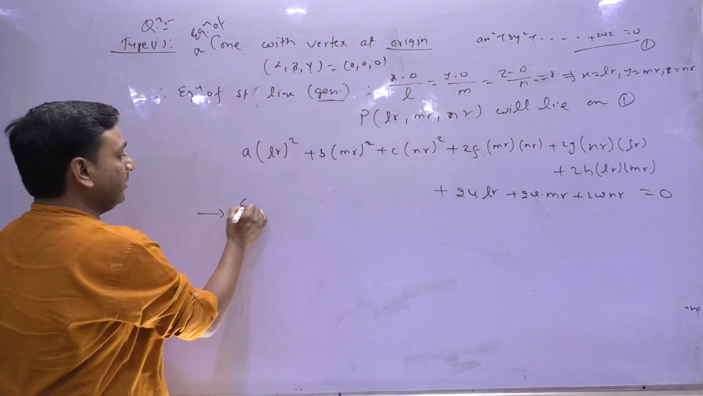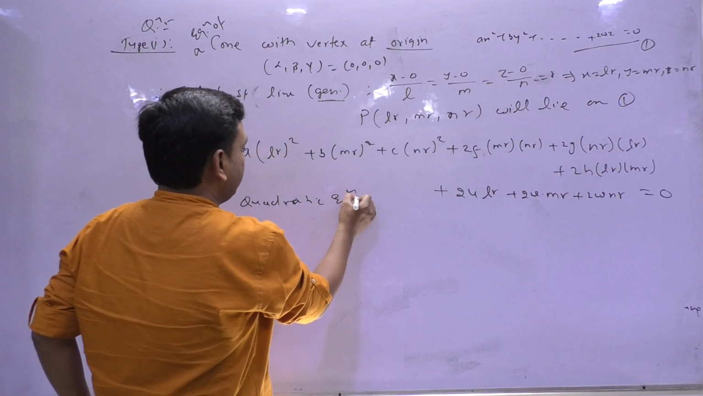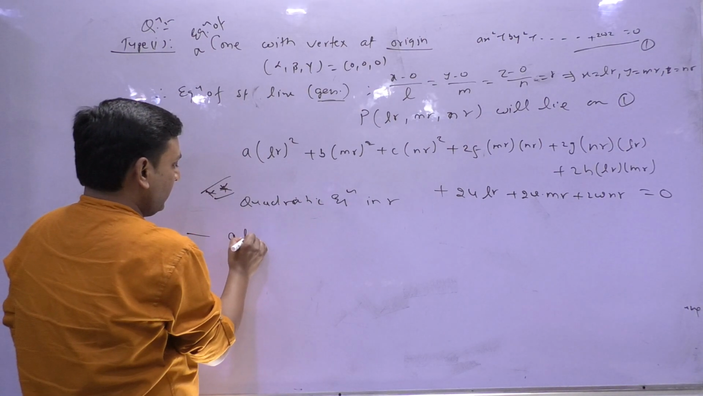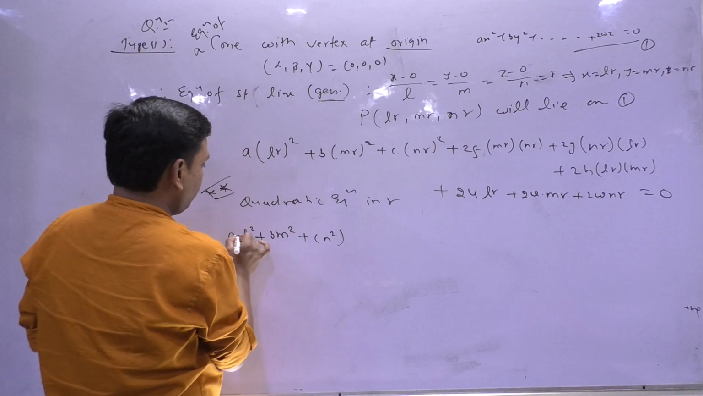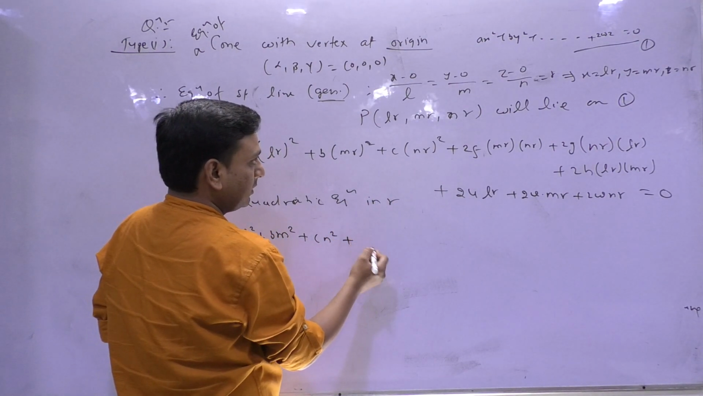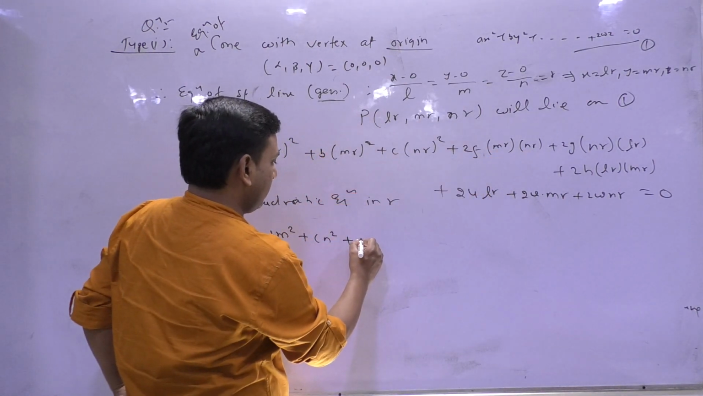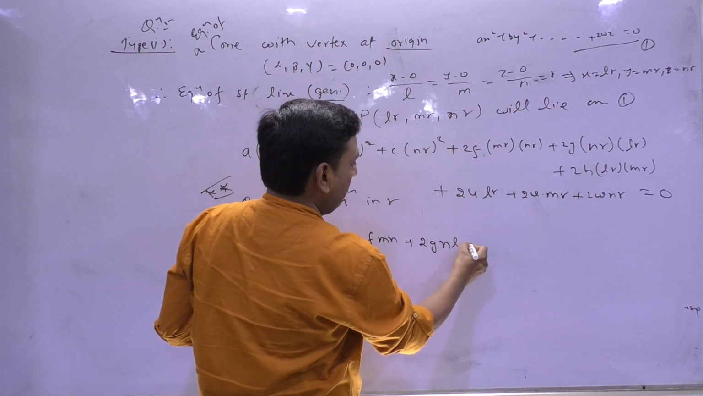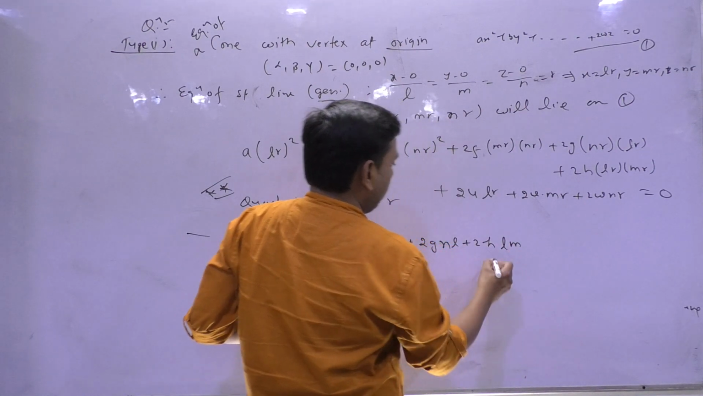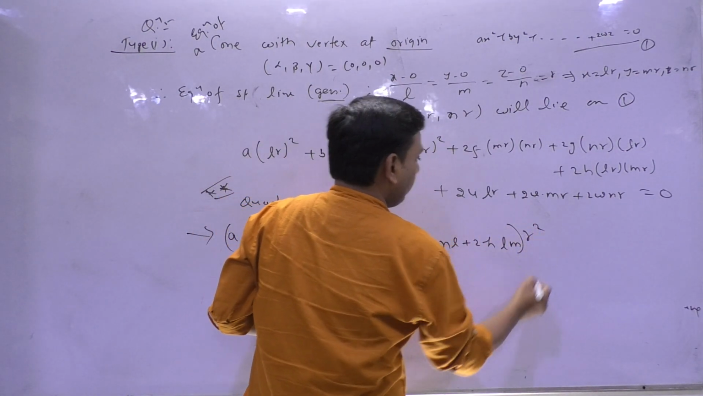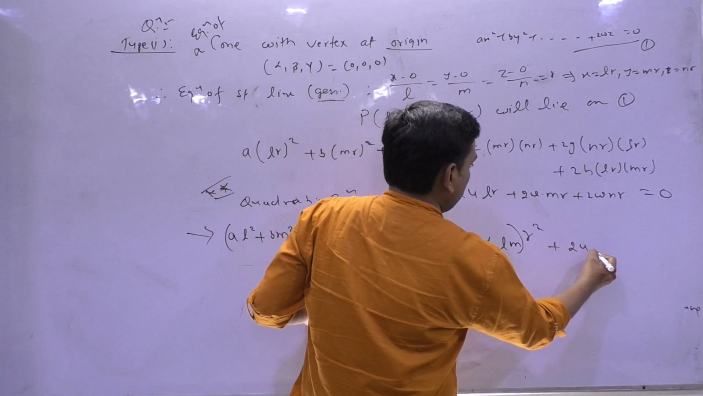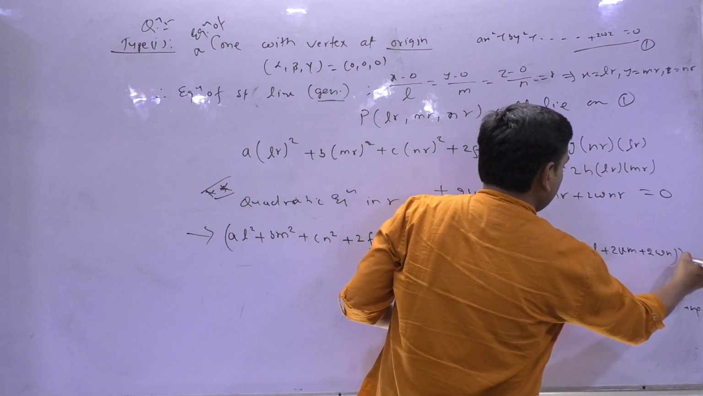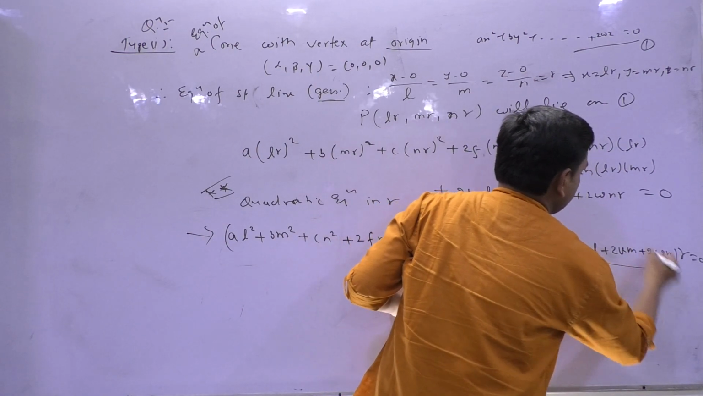Next step, arranging these in a quadratic equation in R. So what will be: (aL² plus bM² plus cN² plus 2fMN plus 2gNL plus 2hLM) is the coefficient of R², plus (2uL plus 2vM plus 2wN) times R, equals 0. Let's say this is equation 2.